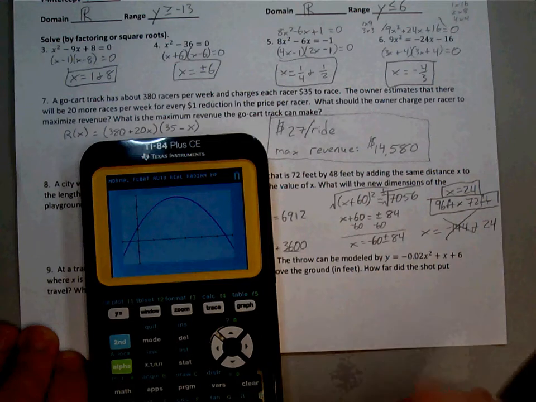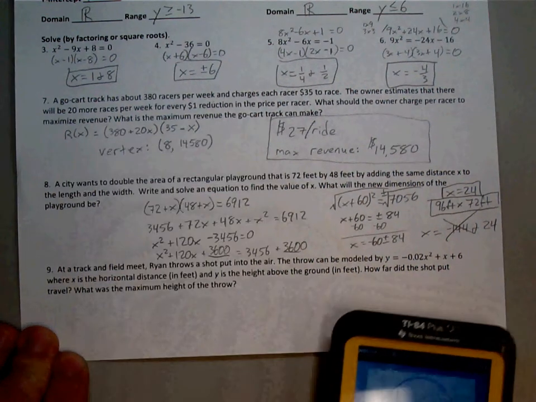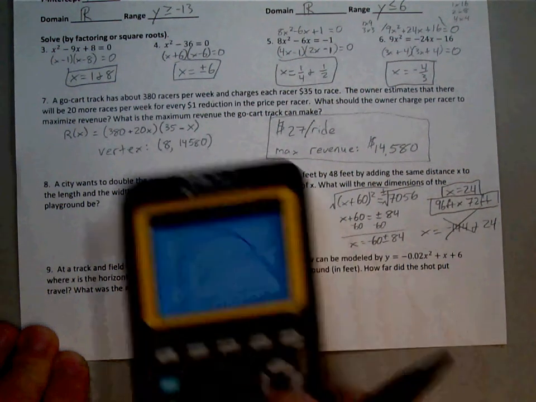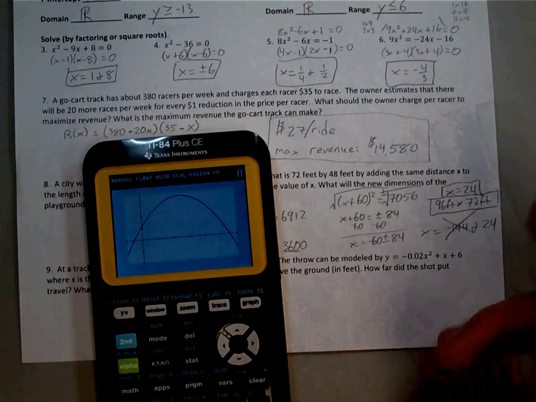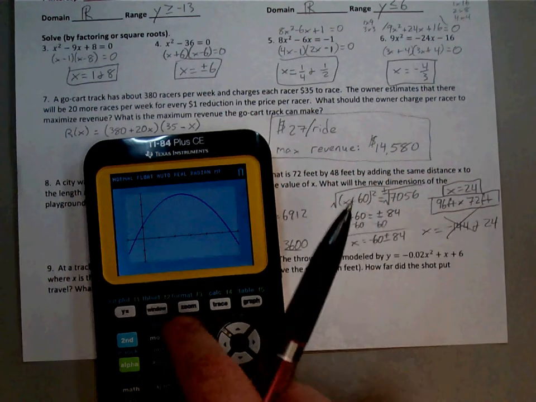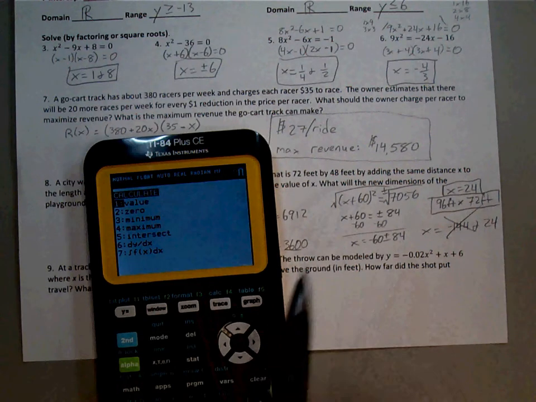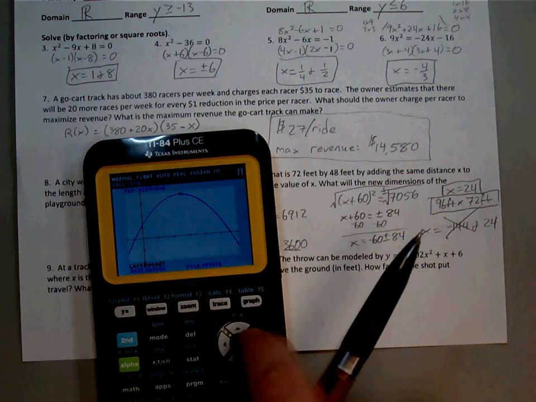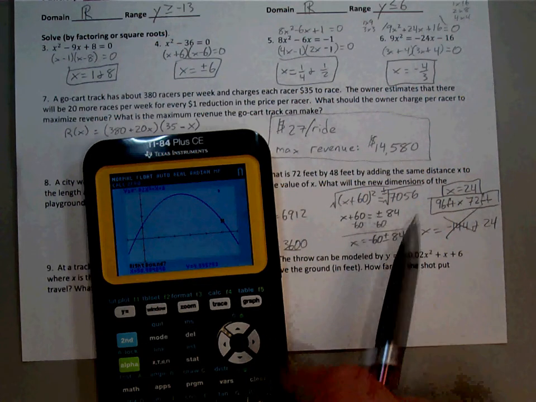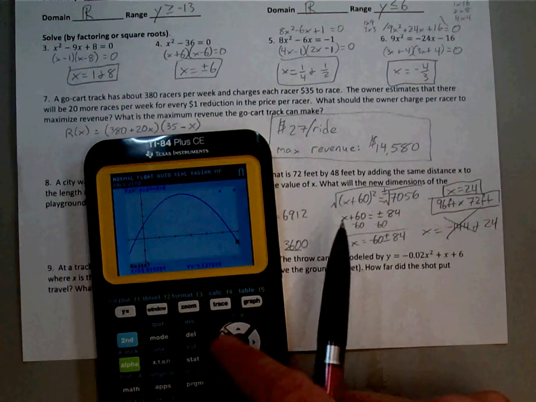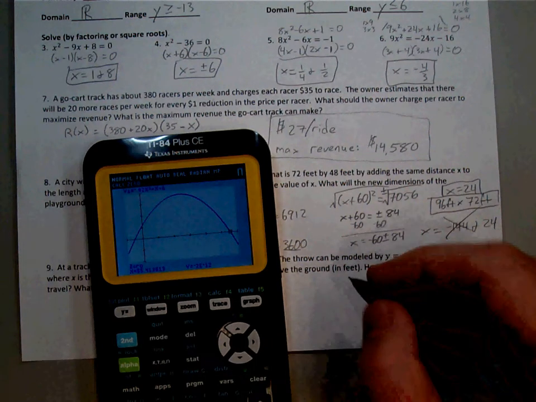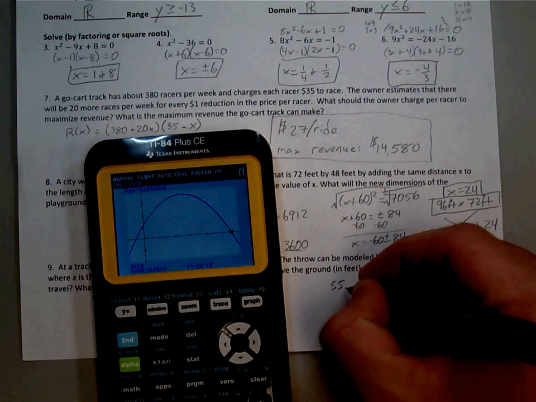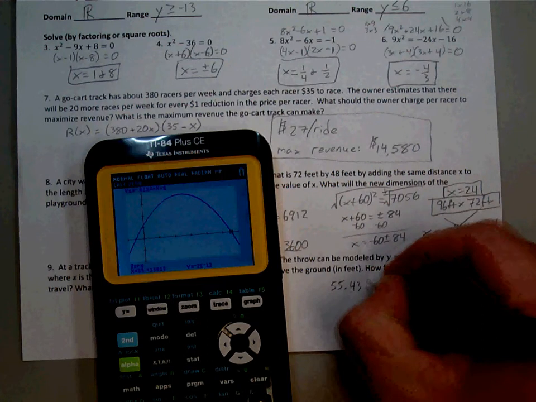Okay, so now we want to know how far it traveled. So we want to know when it hits the ground, when y is 0. So really you could use any method: quadratic formula, factoring, completing the square. I'm using the calculator. I'm going to find the zero, number 2. Now I don't care about the negative one, I want this one. So left bound, right bound, guess. So about 55.43 feet. So that's the horizontal distance.